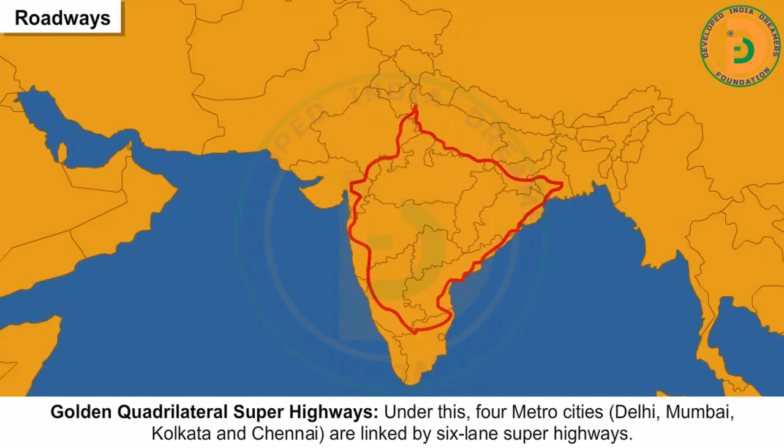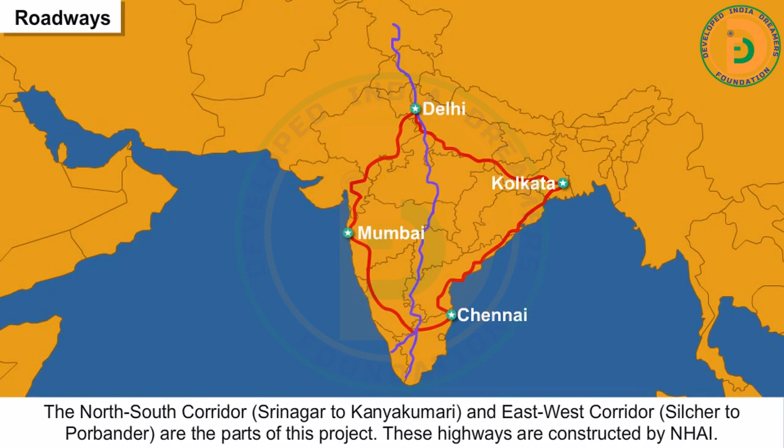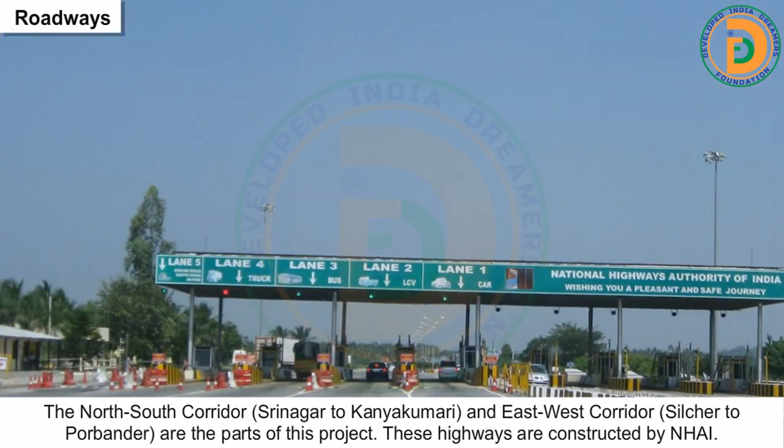1. Golden Quadrilateral superhighways. Under this, 4 cities, Delhi, Mumbai, Kolkata and Chennai, are linked by 6-lane superhighways. The North-South Corridor, Srinagar to Kanyakumari, and East-West Corridor, Silchar to Porbandar, are the parts of this project. These highways are constructed by NHAI.